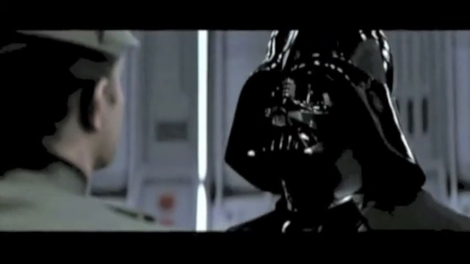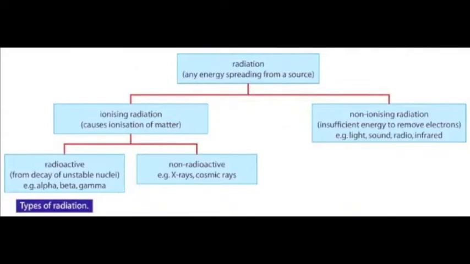In science, radiation is used to mean energy spreading out from a source. Radiation can be the harmful emissions of radioactive materials, but can also mean everyday radiation such as light from a light bulb. The light energy radiates outwards from the source.